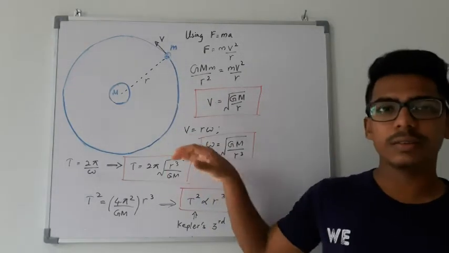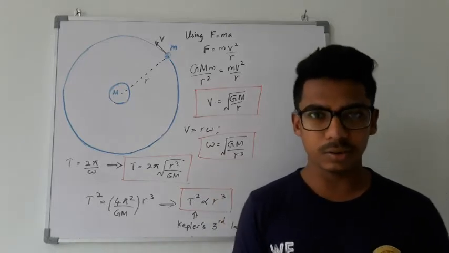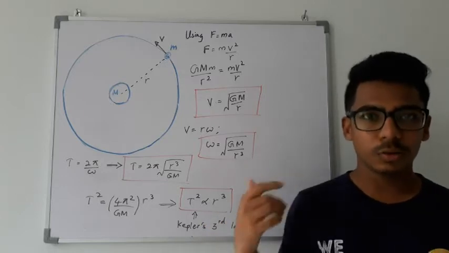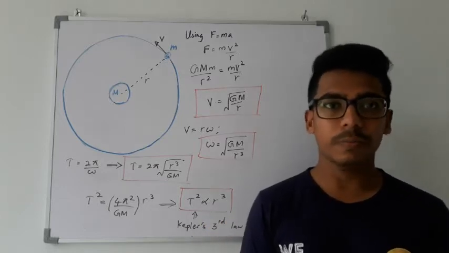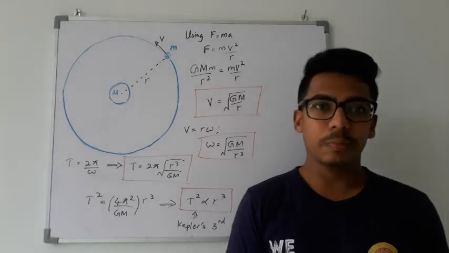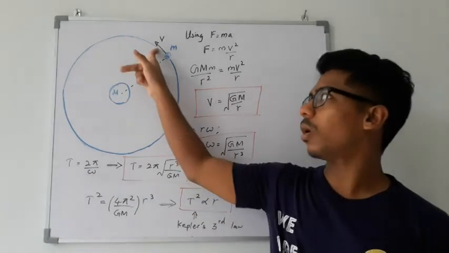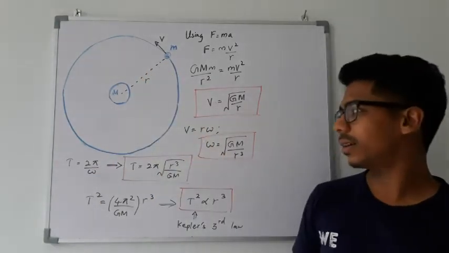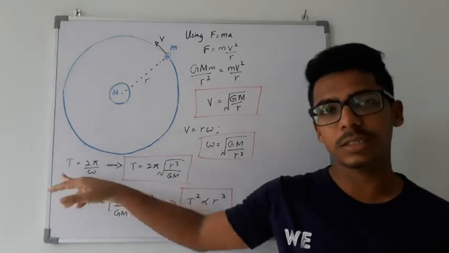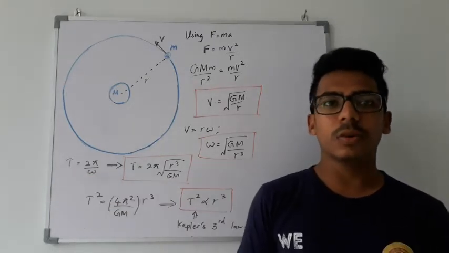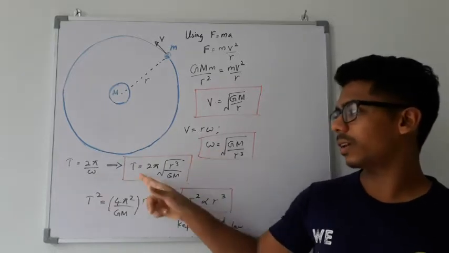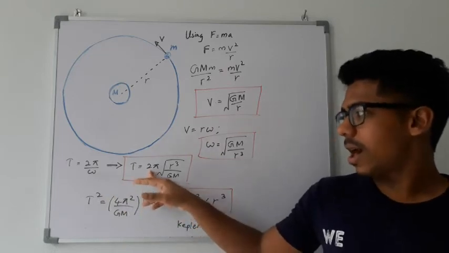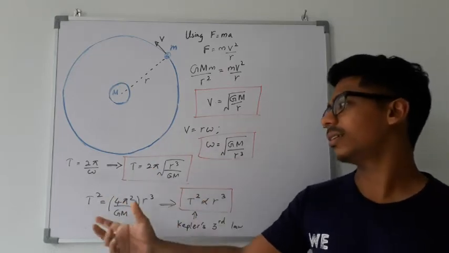We know v is equal to r omega, where omega is the angular velocity. From that we can obtain the expression for omega, given by square root of GM over r cubed. The next thing is the periodic time, that means how long it takes to complete one cycle. For that, the periodic time T is equal to 2 pi over omega. If you substitute omega, we get an expression for the periodic time. It's given by this equation, and if I square both sides, I get this equation.